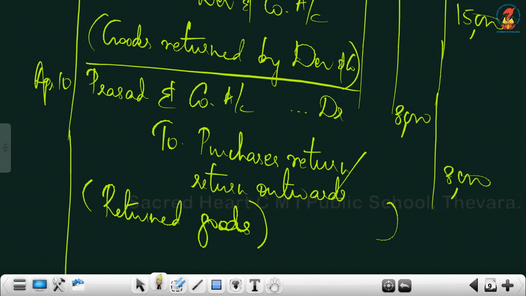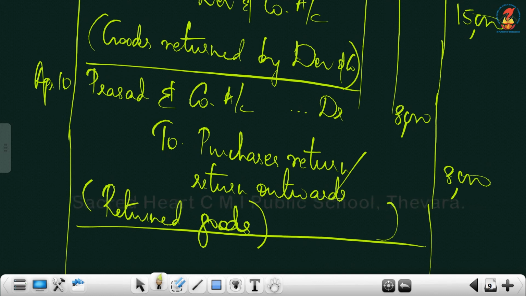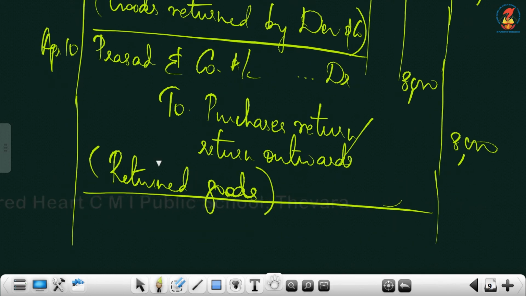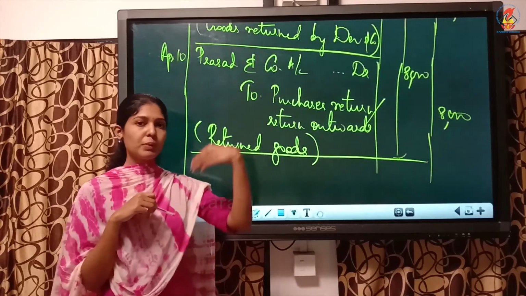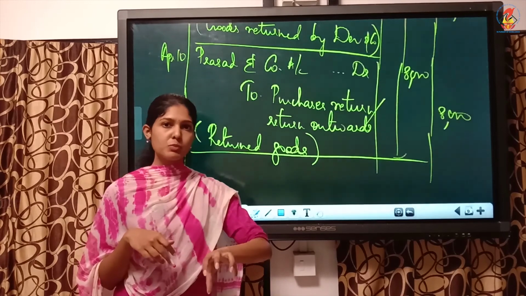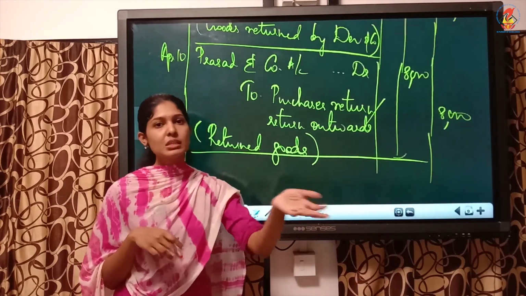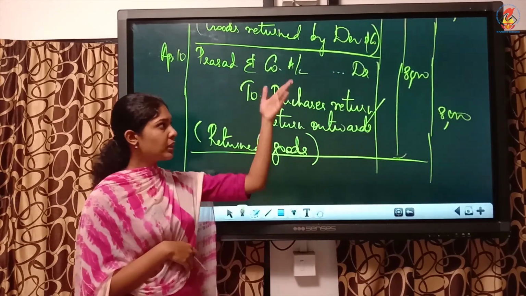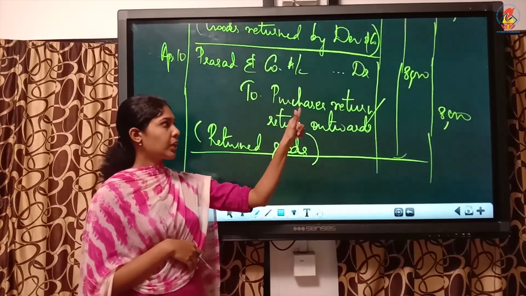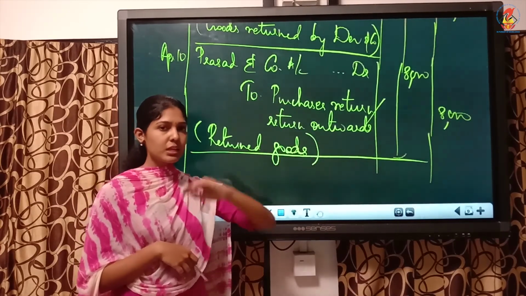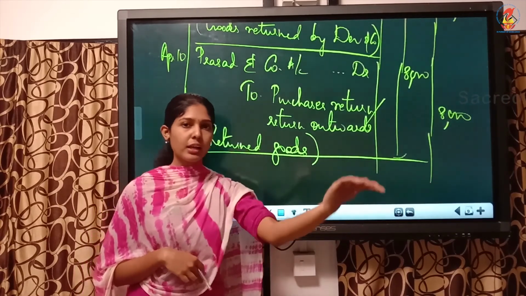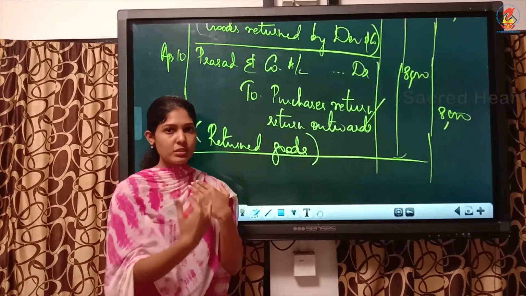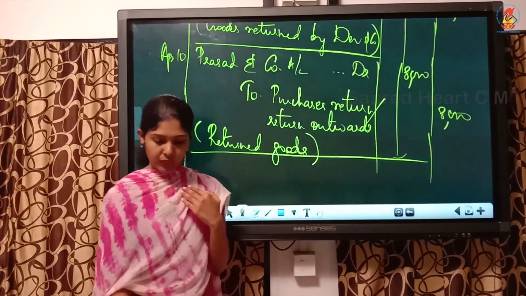So now he should give us the money. That means he is now our debtor. You need not think too much, just identify one aspect. We are returning goods to Prasad and Company, which means we know that it is purchase return. Purchase return must be credited. So the other one must be debited. Purchase return is also known as return outwards. First we purchased, now we are returning it back. So it is moving out again. So it is return outwards.